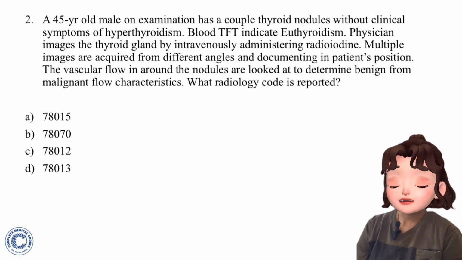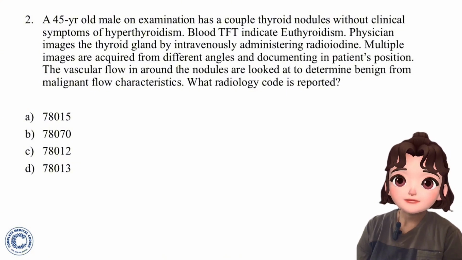Second option, 78070, is parathyroid planar imaging, including subtraction when performed. Parathyroid planar imaging. No, this is direct thyroid imaging. Okay, so you can't quote that either. Now, what are options C and D?